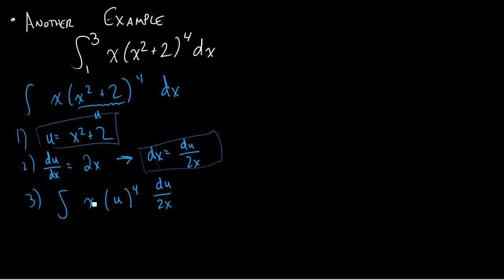Now, to simplify this, I'll notice that my x's cancel. I have a 2 on the bottom that I'm able to pull out, and I'll have 1/2 integral u to the 4th du. My fourth step here will be actually do the integral, so I'll have 1/2 u to the 5th over 5.